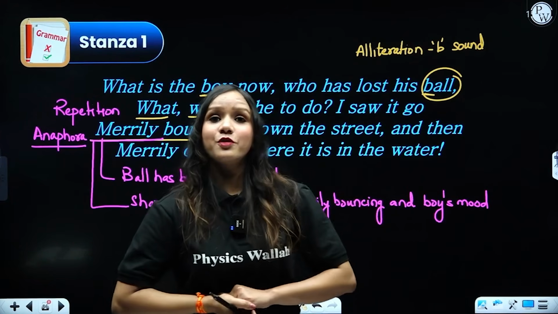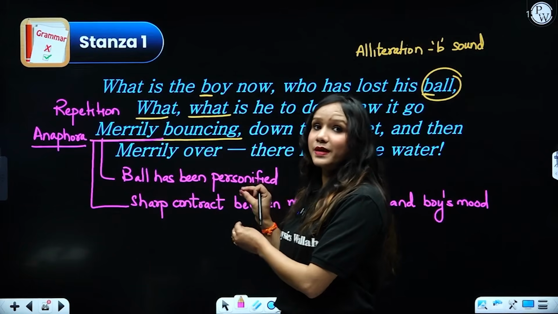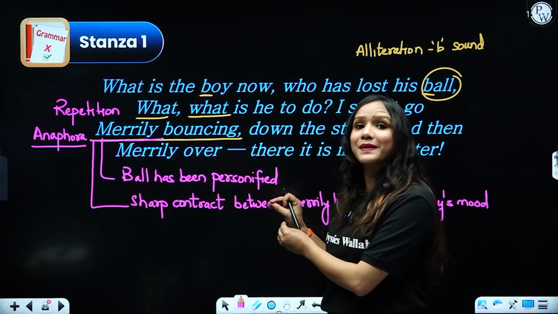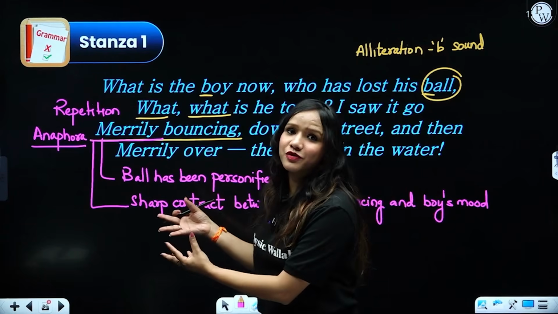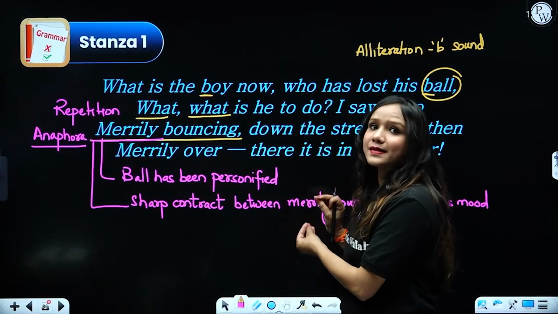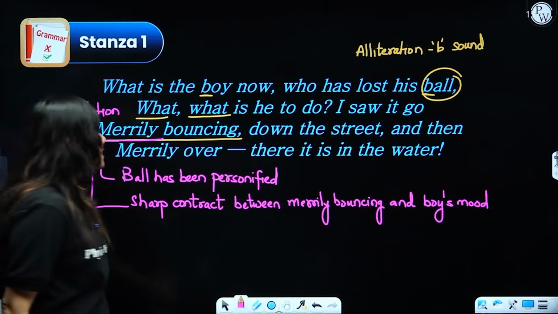The ball has been personified to some extent. Seeing the merry movement of the ball, which is completely unaware of the fact that the boy feels so shattered at the loss of it, right? So remember this thing. Now let us have a look at it.